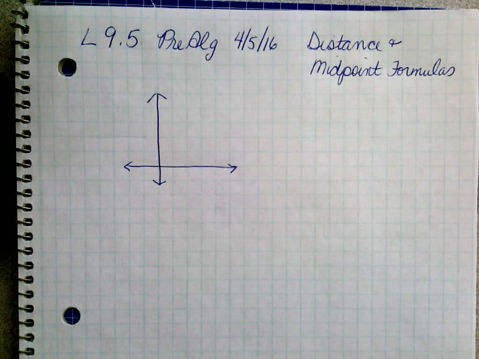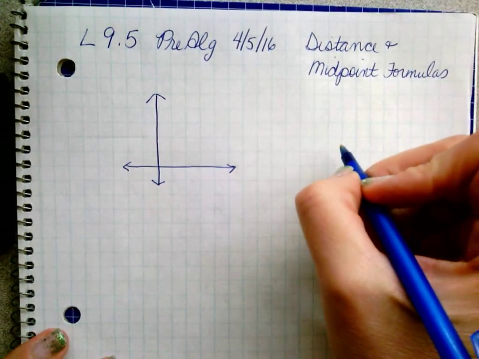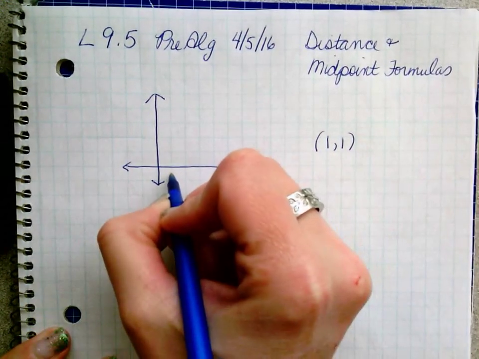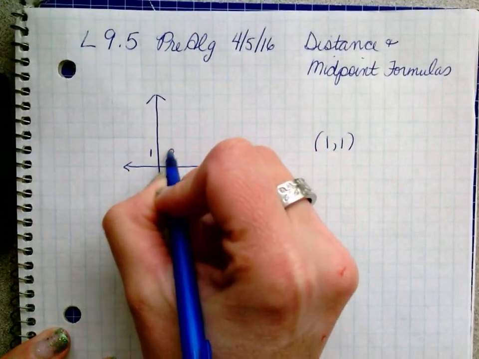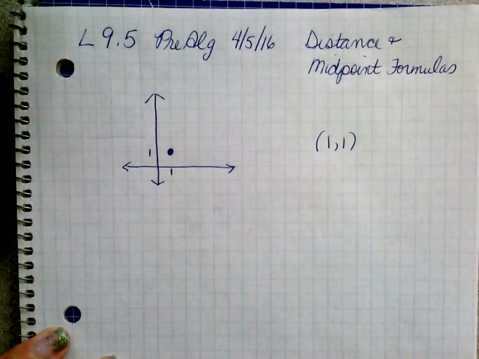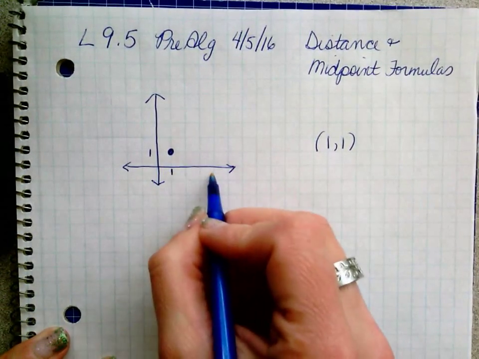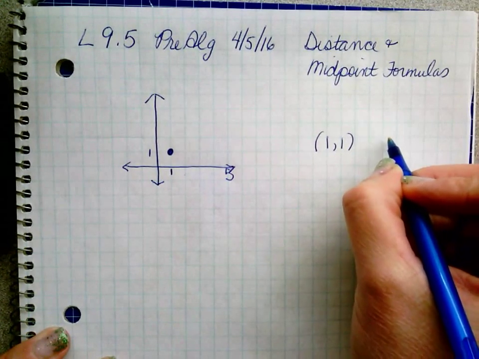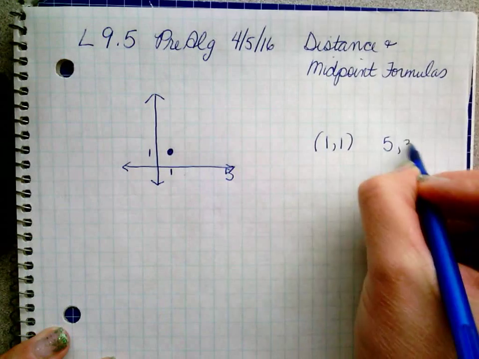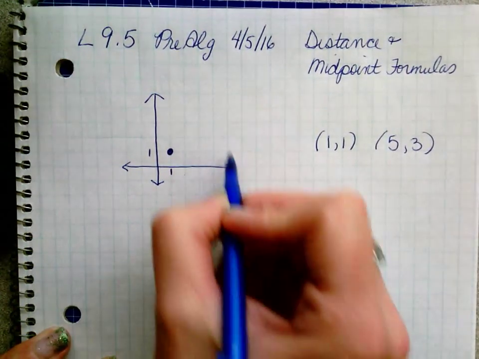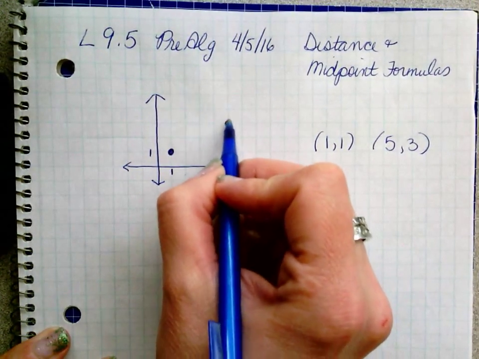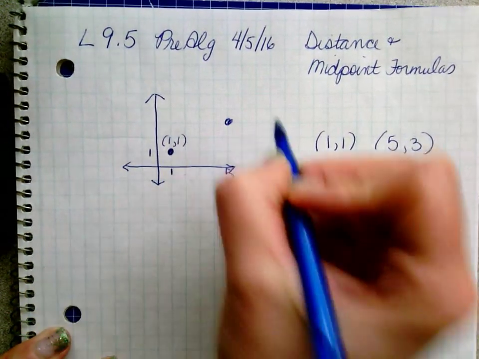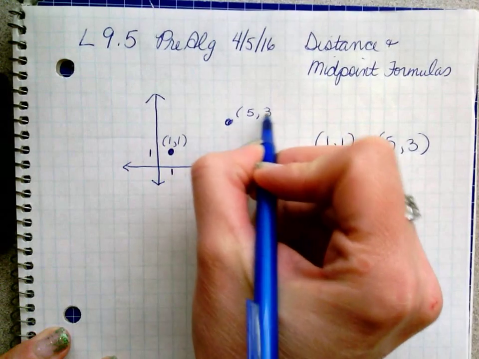Take, for example, the point 1, 1, which I've just graphed there, and the point 5, 3. These are mine, these aren't in the book. Okay, so this is 1, 1, and this is 5, 3.